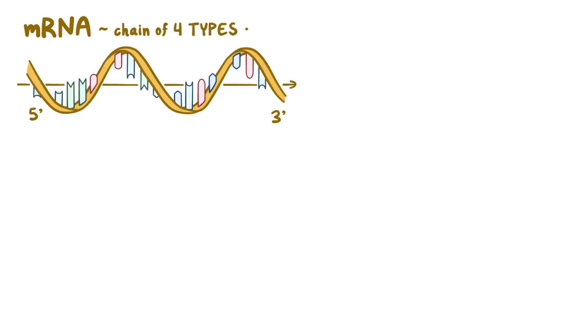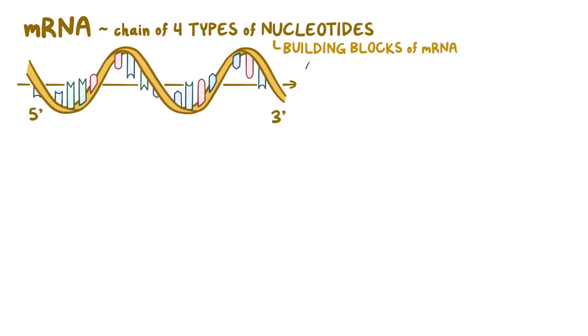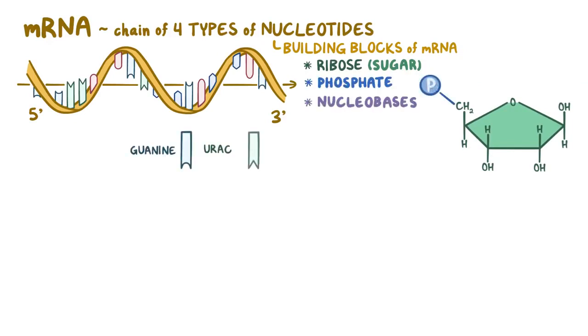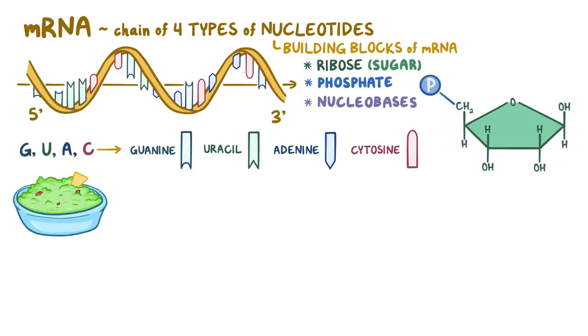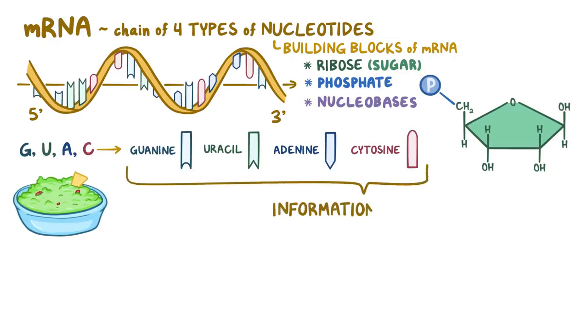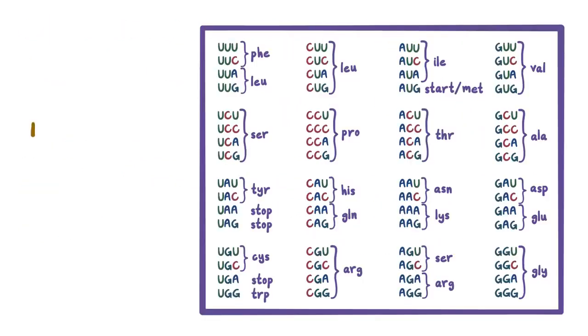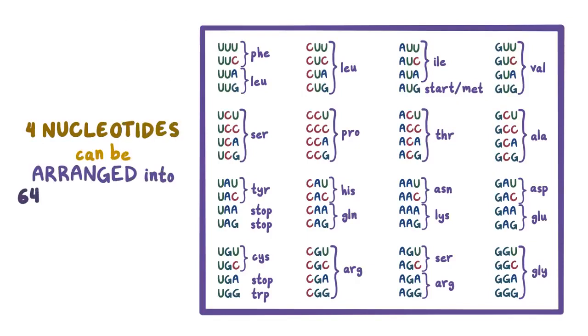mRNA is a chain of 4 types of nucleotides, which are the individual letters or building blocks of mRNA. Nucleotides are made out of a ribose, which is a 5-carbon sugar, a phosphate, and one of 4 nucleobases: guanine, uracil, adenine, and cytosine, or commonly GUAC for short. Guac. These nucleotides are the actual information carried within the RNA. Each 3 letters is 1 amino acid. In total, these 4 nucleotides can be arranged into 64 combinations.